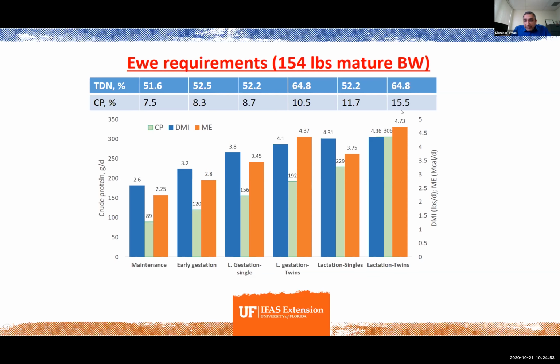But look at lactation. An animal who is nursing, a ewe nursing twins. 64% of TDN and 15.5% of crude protein. We have to make sure we feed this animal a very good quality diet to make sure she meets energy and the protein requirements so that she can provide enough nutrients for lambs.